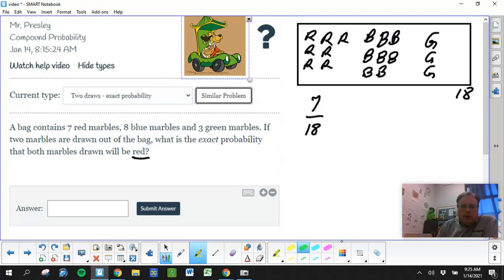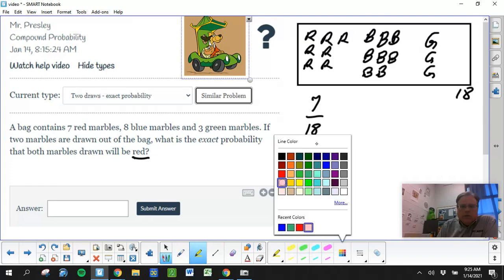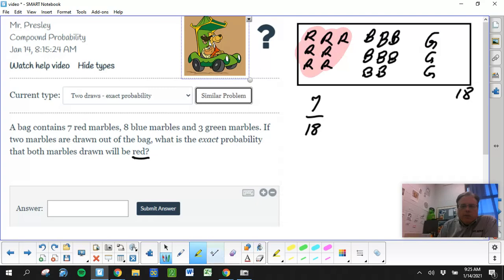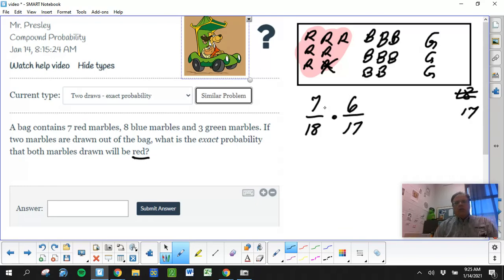If it helps, let's see if I can do this. So on the first draw, there are 7 possible reds in that bag out of 18. But if I'm drawing 2 marbles, then one of those has already been red. Now I'm down to 6 reds, and there's not 18 in there anymore, there's only 17. So I do 7 over 18 times 6 over 17. And why 17? Because one of those marbles is gone. Not only did the number of reds drop, but the total number dropped.